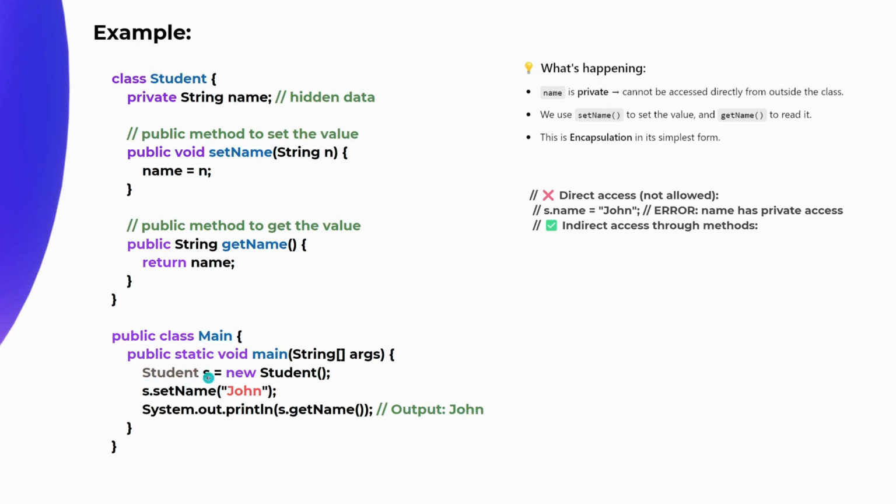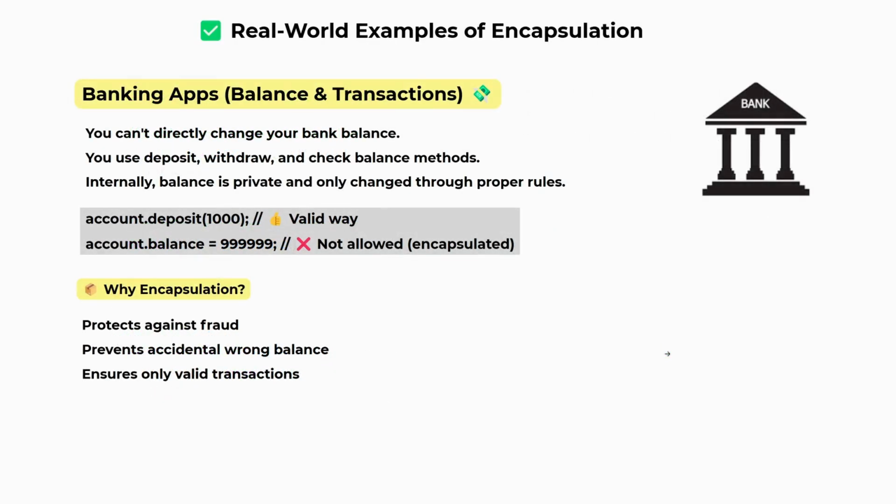With the Student object, I cannot directly access this string name like this: s.name equals John. I cannot give this because name has private access, because we have declared this as a private variable. So direct access is not allowed. Instead of this, we can use these indirect access methods like getter and setter methods to set the value and to get the value.